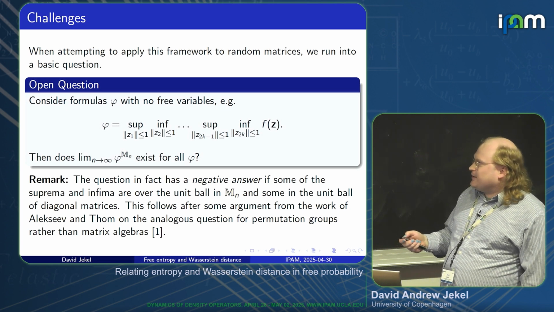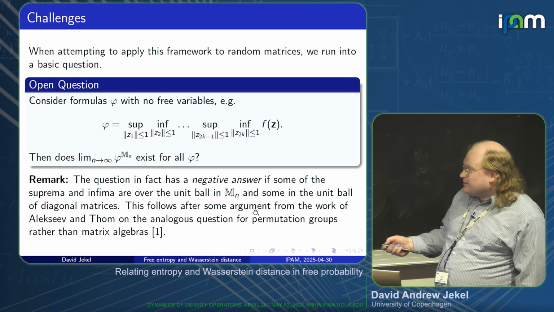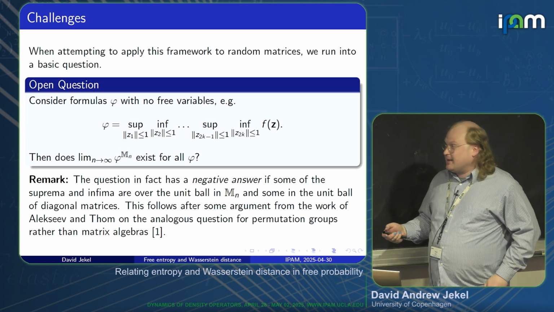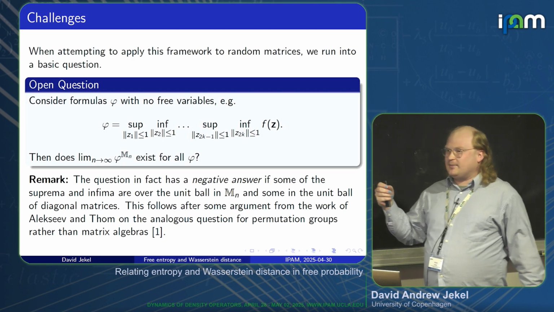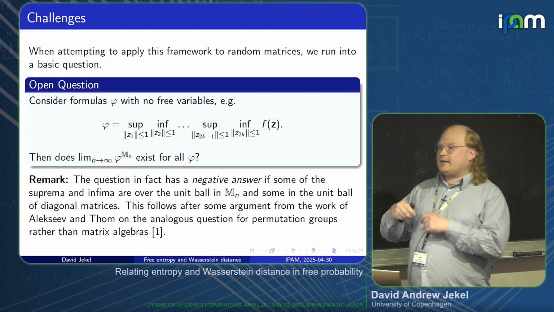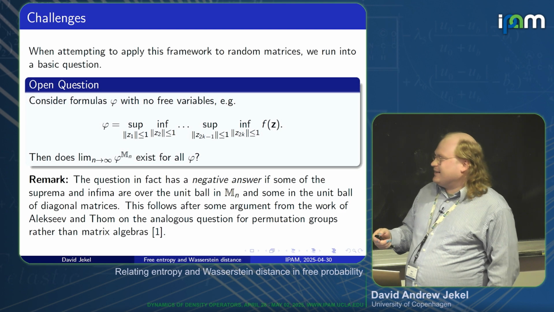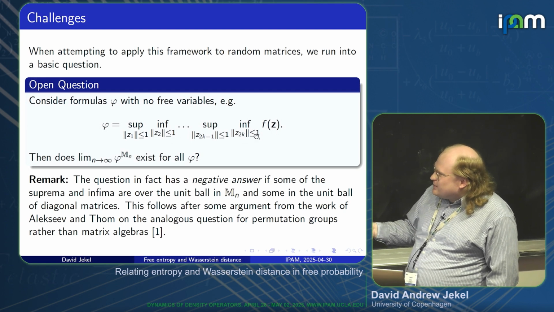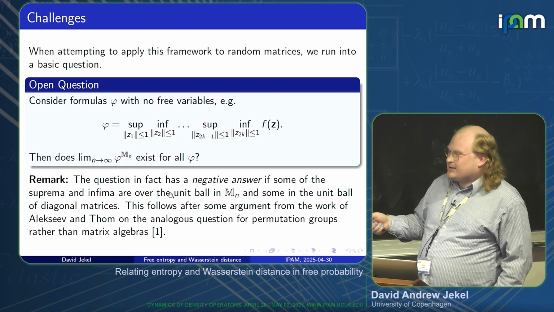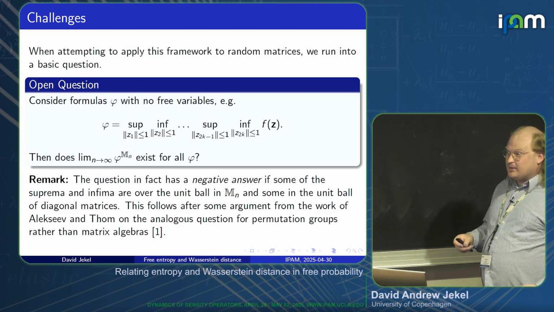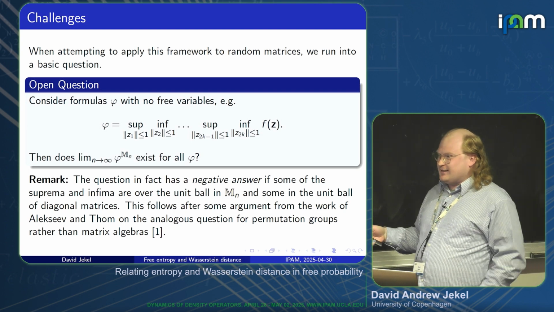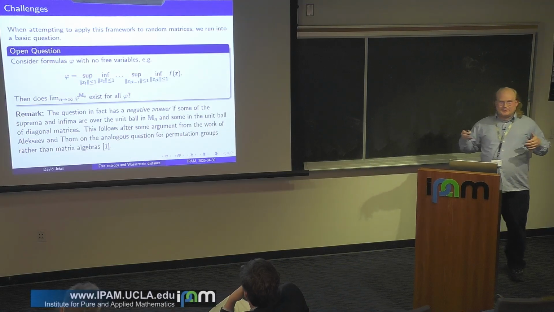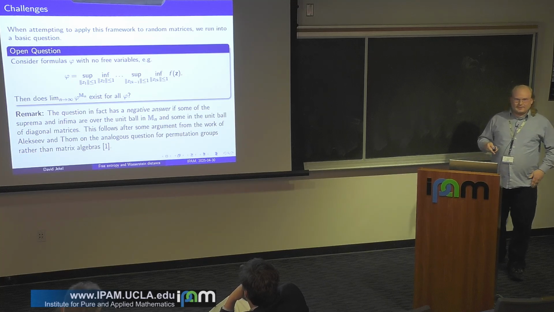And the reason is because there's been recent work of Alekseev and Thom on the analogous questions where you look at the behavior of permutation groups with Hamming distance as n goes to infinity instead of matrix algebras. Because you can recover the permutation group from looking at the normalizer of the diagonal matrices, you can deduce from this that if you looked at such iterated suprema and infima, and allowed some of the suprema and infima to be over the unit ball of matrices and some to be over diagonal matrices, then the limit does not exist as n goes to infinity. So if you do some kind of saddle point problem over matrices with these nice functions, then you get some very wild behavior, perhaps.